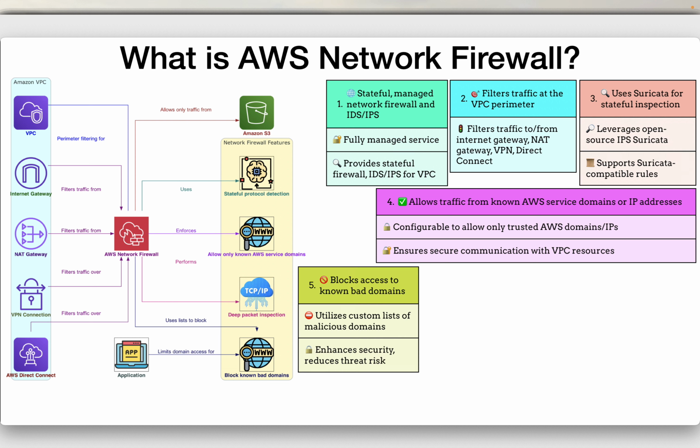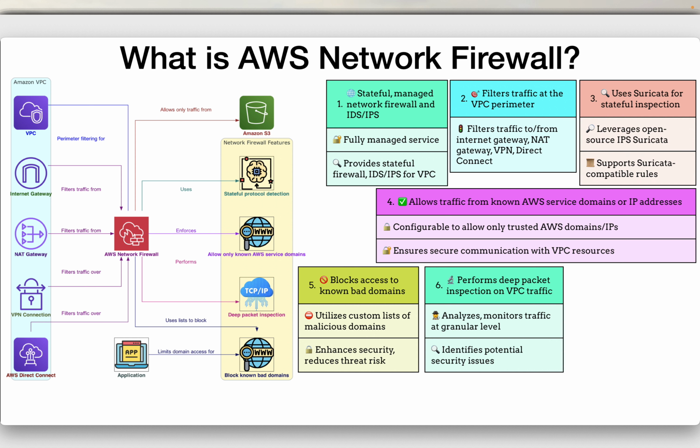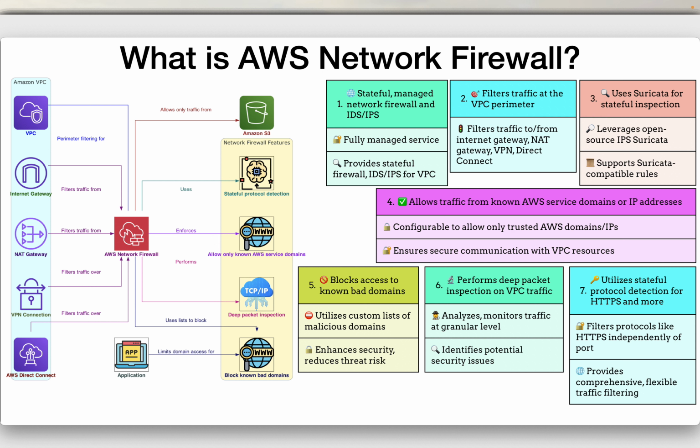By utilizing a custom list of known malicious domains, you can limit the type of domain names that your applications can access, enhancing security and reducing the risk of potential threats. Network Firewall can perform deep packet inspection on traffic entering or leaving your VPC, enabling you to analyze and monitor network traffic at a granular level for potential security issues. With stateful protocol detection, Network Firewall can filter protocols like HTTPS independently of the port used, providing more comprehensive and flexible traffic filtering capabilities.